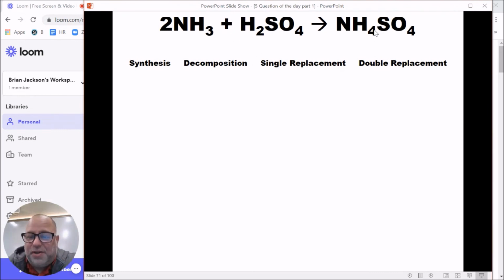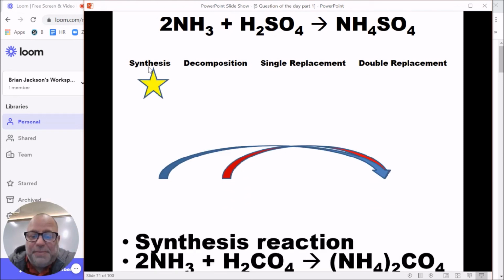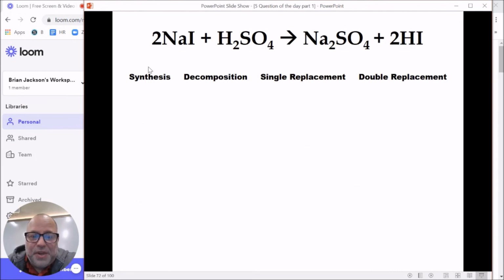Next one. Okay, it's definitely not a replacement reaction. Plus over here, no plus over here. So it's decomposition or synthesis. And look, it's two separate chunks combining together to make one thing right there. That means it's going to be synthesizing. It's building something, kind of like Legos.